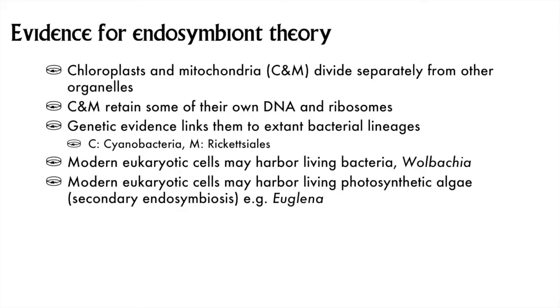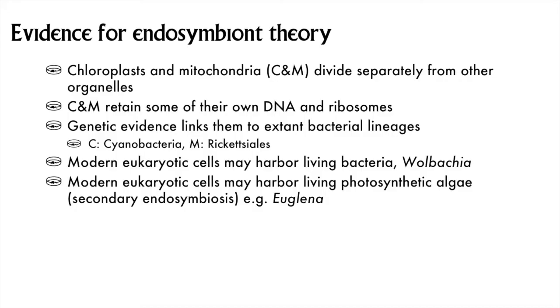The evidence for endosymbiont theory, like other theories, is significant and explains much of what we observe about chloroplasts and mitochondria. Chloroplasts and mitochondria each retain a small chromosome and their own ribosomes. We can connect the mitochondria and chloroplasts with their parental lineages within the bacteria. Chloroplasts are derived from photosynthetic cyanobacteria, and mitochondria from an order of alpha proteobacteria called the Rickettsiales.